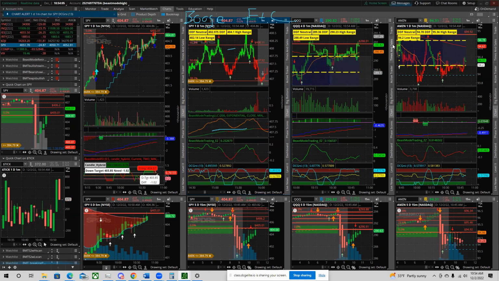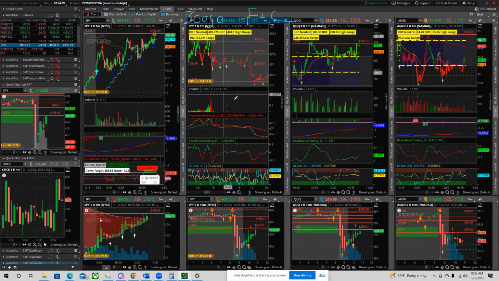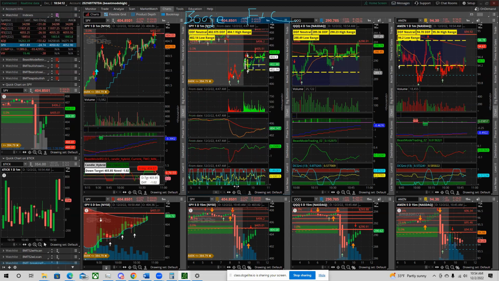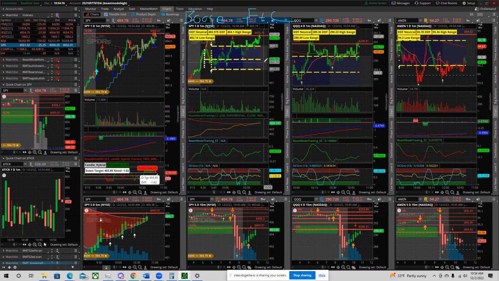Does everybody see that? That is how I use Boogie as a trend filter to keep me on the correct side of expansion more times than not. Is it 100%? Absolutely not. But what is? Trading is the game of probabilities.